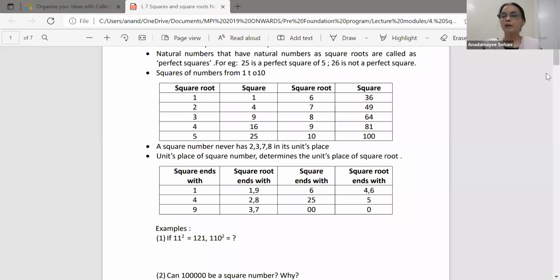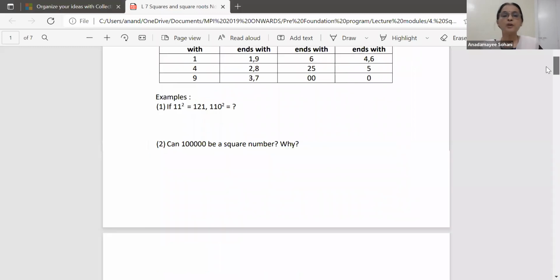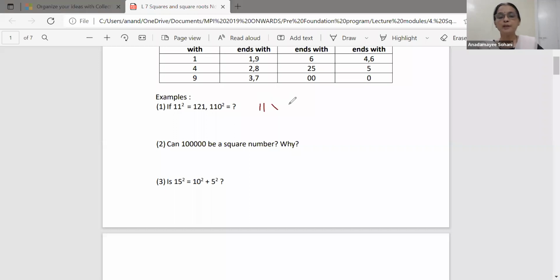Okay, now let us do 1 or 2 examples. If 11 square is 121, what will be 110 square? Now look here, 11 square is 11 into 11, and the answer is given to me as 121. Now if I'm finding 110 into 110, what is the only thing that is going to change? This 0. So my answer will be 121 and 2 zeros.